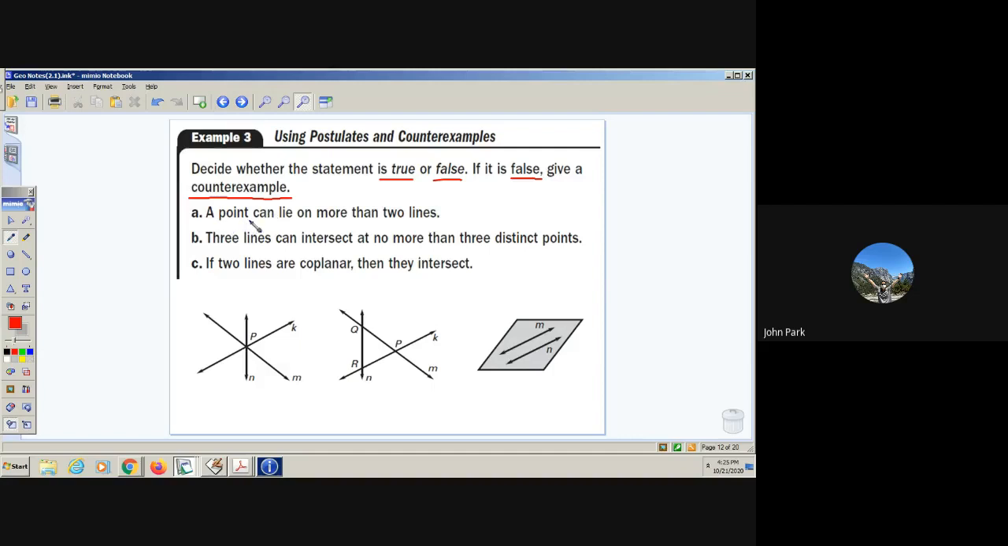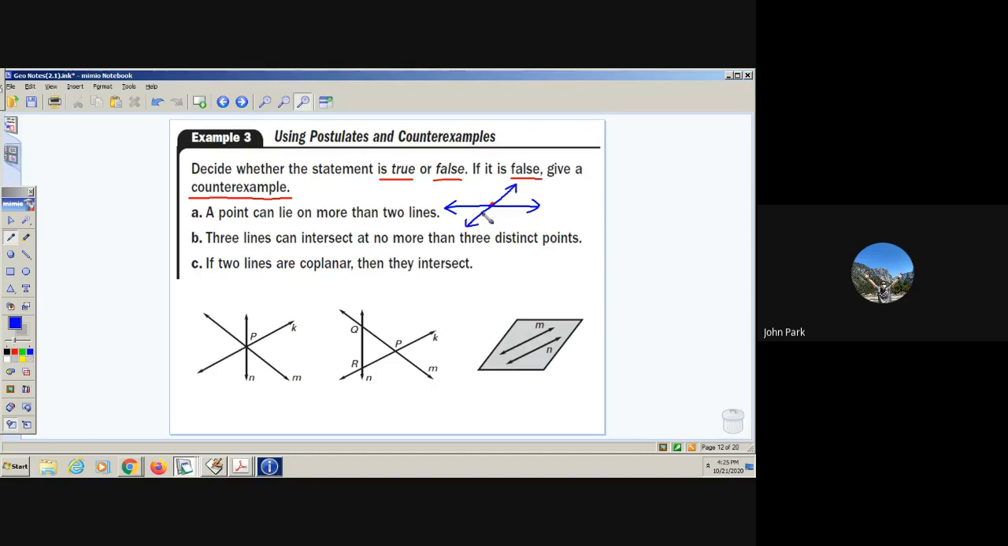So it says a point can lie on more than two lines. Is that true? A point can lie on more than two lines. So here's a point, right? If you just have one point, I can draw a line like this, but is that the only way I can draw a line through that point? Well, I can draw another line like that, right?